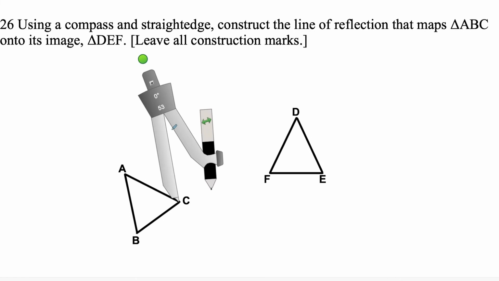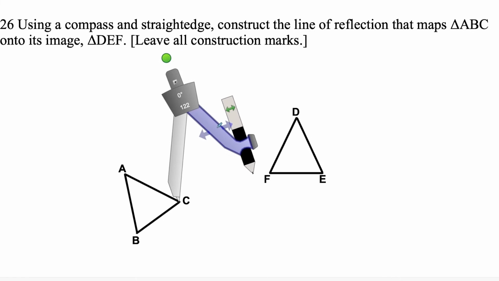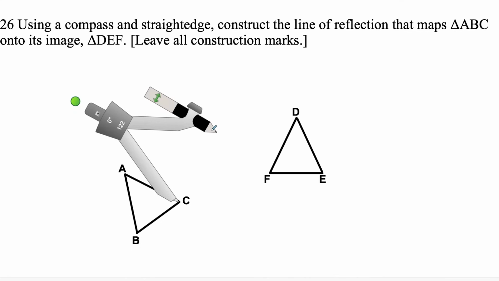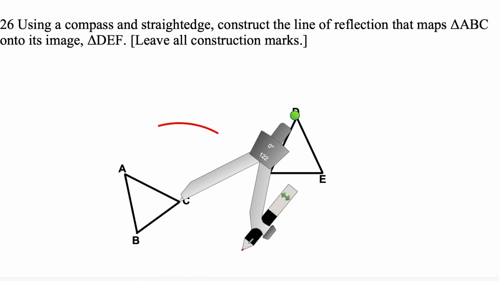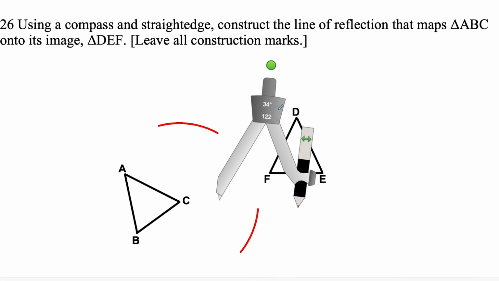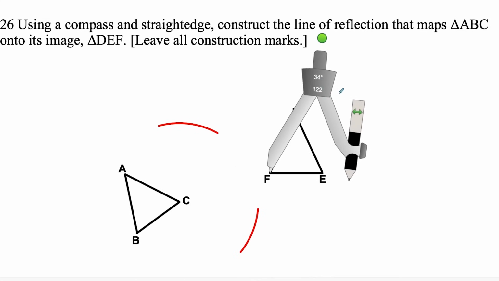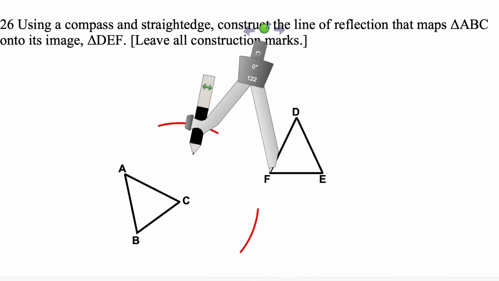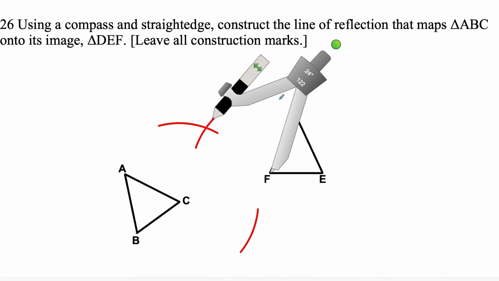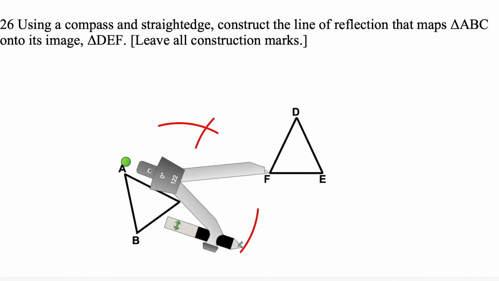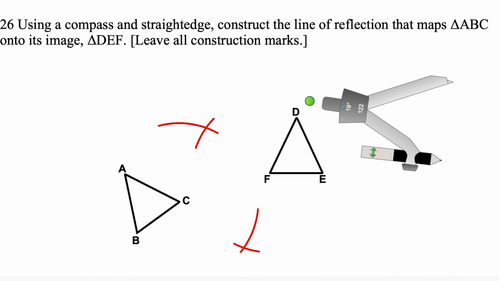So what I'm going to do is I have to open the compass to more than halfway. I'm going to swing an arc above like this, and I'm going to swing an arc below. Then I'm going to move from point C to its image at point F. I'm going to flip the compass. I'm not going to change the length. I'm going to swing an arc above and below, and I have 2 points of intersection when my arcs intersect. And now all I have to do is connect. For question 26, this is all we need to put on our paper to get full credit.